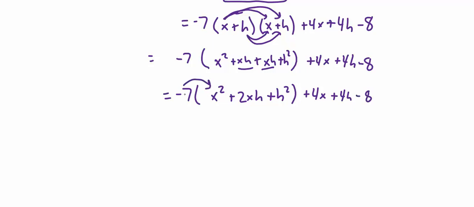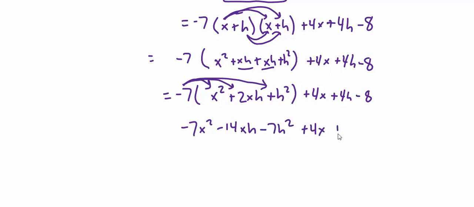Distributing the negative 7, I get negative 7x squared. Negative 7 times 2 is negative 14, so I will write negative 14xh. That plays out as subtraction down here. Negative 7 times h squared is negative 7h squared, so I will write subtract 7h squared. You may notice that none of these terms are actually like terms. This is the only x squared term I have. This is the only term that involves xh. This is the only term that involves h squared. This is the only term that has just an x in it. And this is the only term that has just an h in it, and that is just a number. Since there are no like terms, there's nothing to combine.